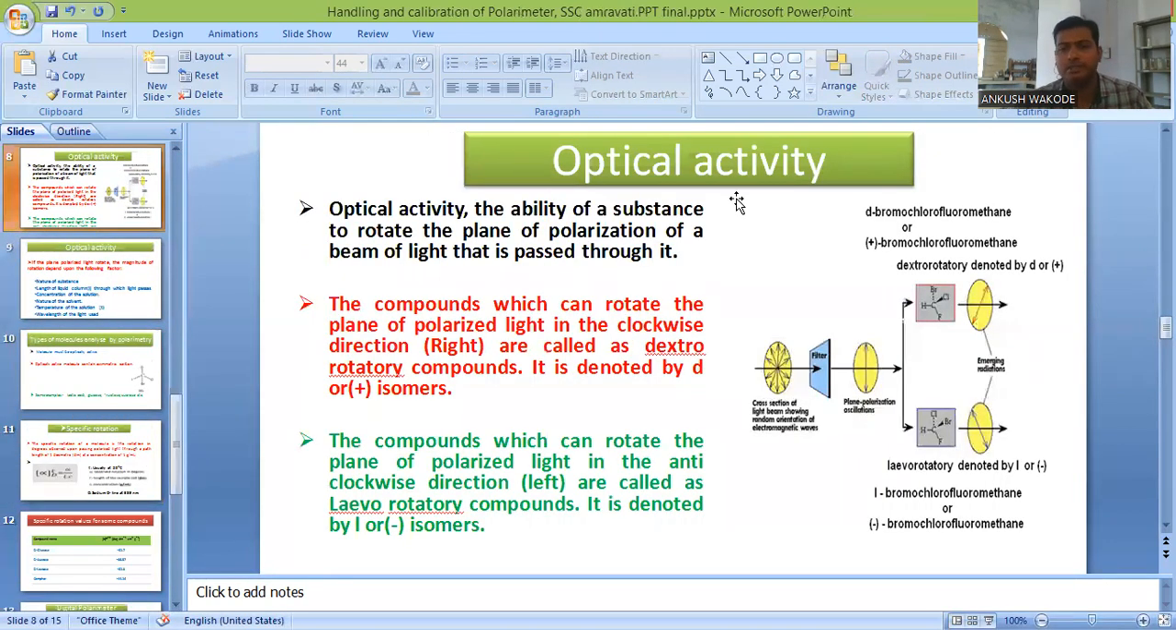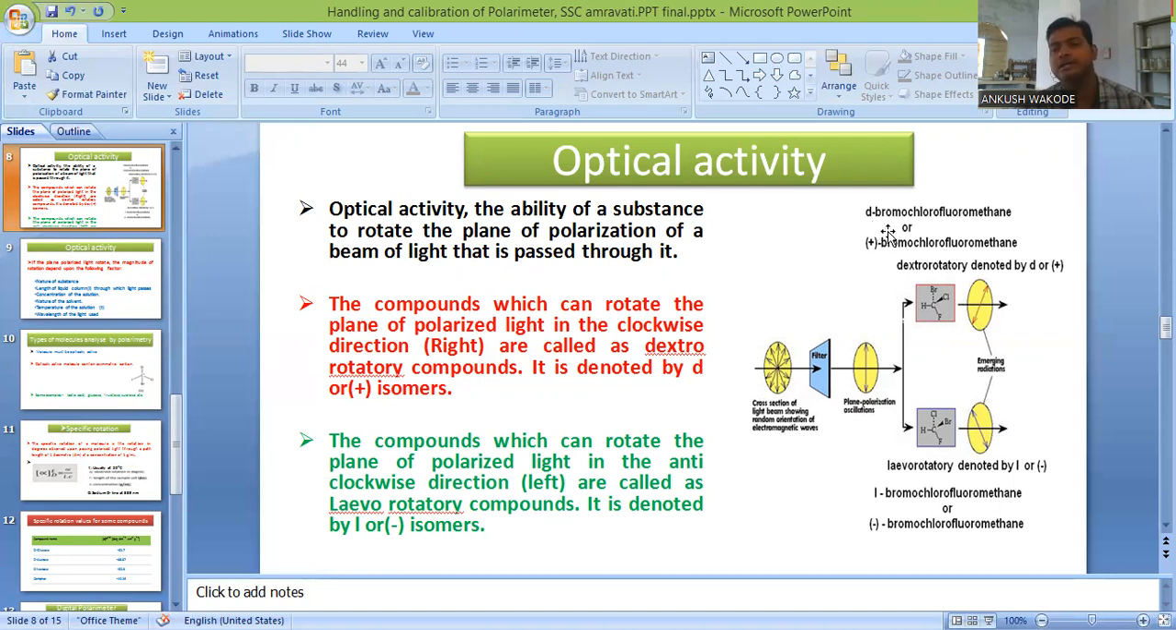Then optical activity. Optical activity is the ability of a substance to rotate the plane of polarized light when it passes through it. There are generally two types of compounds, depending upon their optical activity. When plane polarized light passes through a sample of a compound and the compound rotates the plane polarized light to the right hand side, or clockwise direction, it is called a dextrorotatory compound, and it is denoted by small d or plus sign. If the compound rotates the plane polarized light in the anti-clockwise direction, meaning left hand side, it is called a levorotatory compound. It is denoted by small l or minus sign.